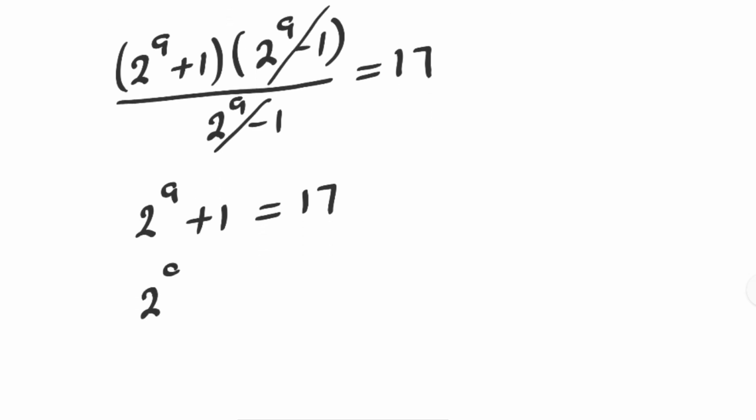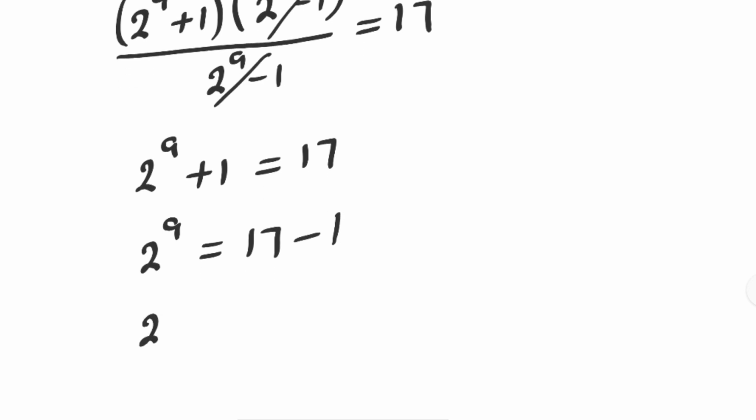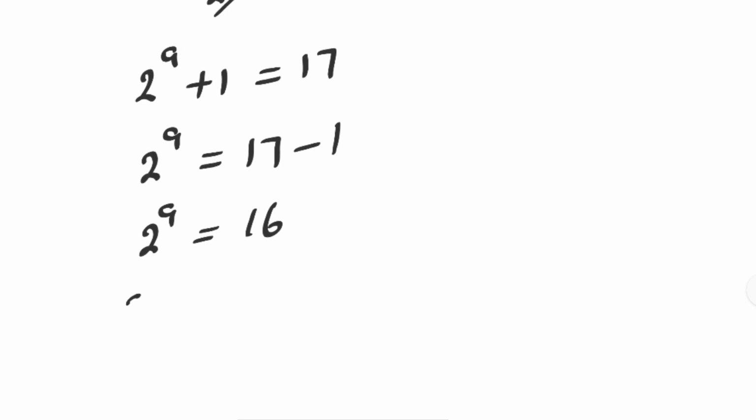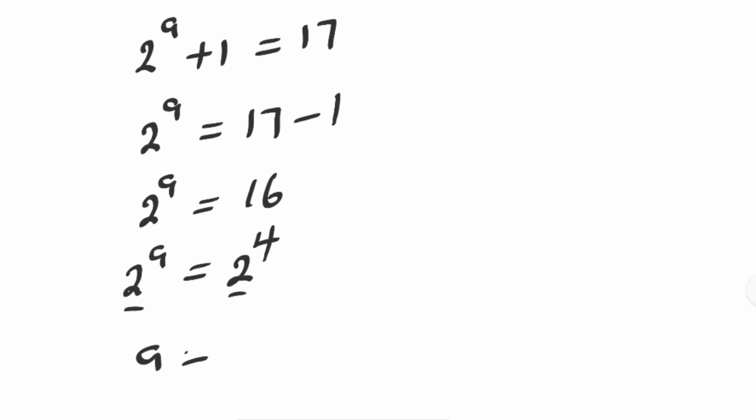Then 2^a is equal to 17 minus 1. 2^a is equal to 16. Then 2^a is equal to 16, which is 2^4. We have the same base 2. a is equal to 4. Then this is the final answer. We may check to confirm if this answer is right or wrong.